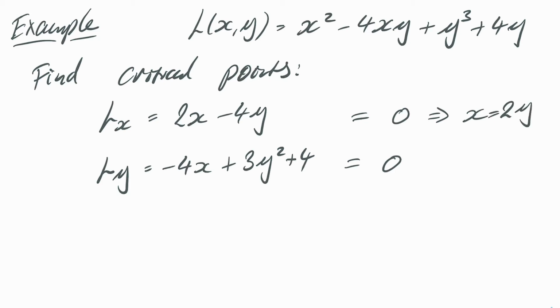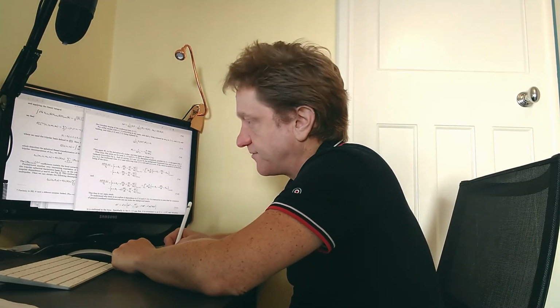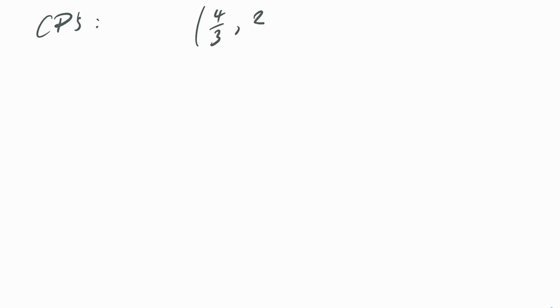Along the line x equals 2y, the function has 0 change in the x direction. And now we substitute that into the derivative with respect to y. That derivative then simplifies to 3y squared minus 8y plus 4, which is just a quadratic in y, which we can solve, giving y is 2/3 or 2, and therefore, since x is 2 times y, we have critical points at (4/3, 2/3) and at (4, 2).